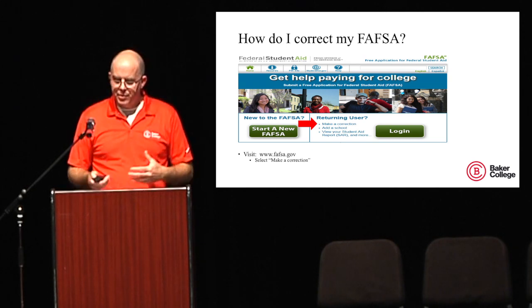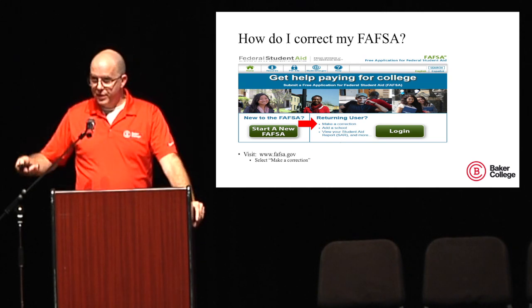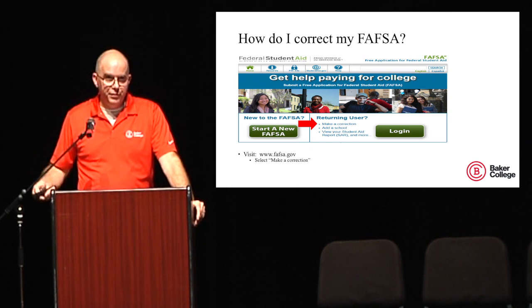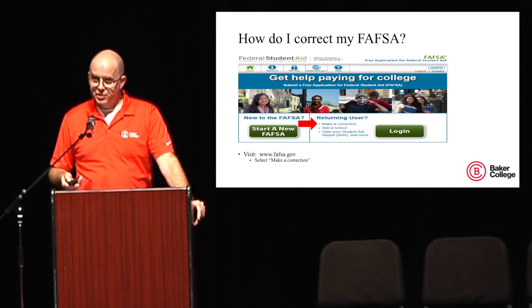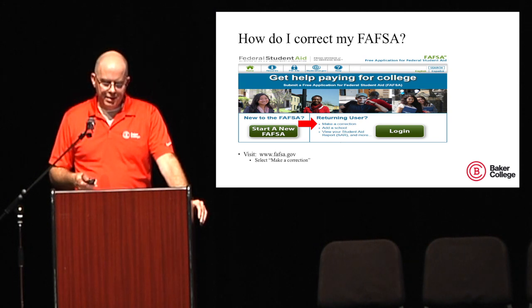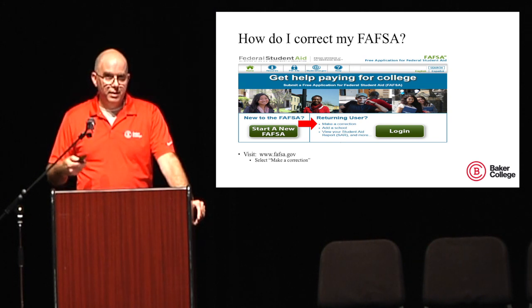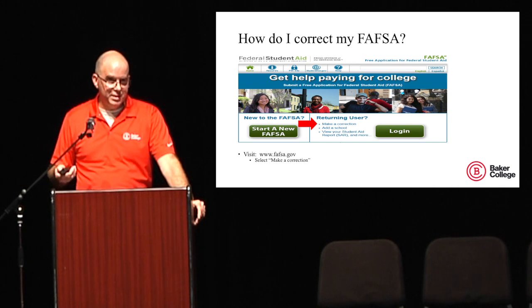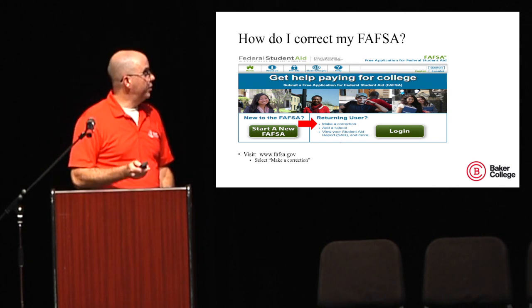And we already talked about how to correct the FAFSA. If you get notification that the student aid report is available to view, and you notice that you made an error, again, you can go out to FAFSA.gov, sign in, click on Make a Correction, and then go to the applicable question that needs to be corrected, and enter the correct value.